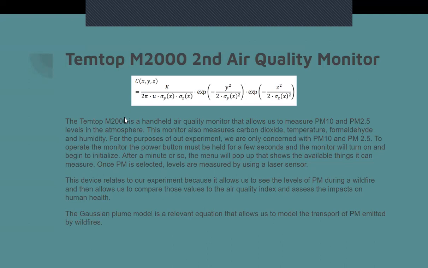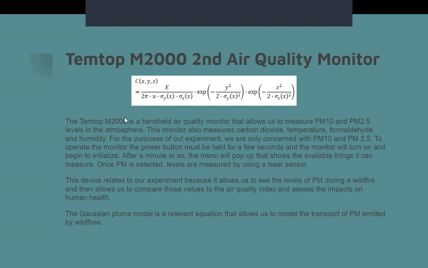To operate the monitor, the power button must be held for a few seconds and the monitor will turn on and begin to initialize. After about a minute or so, a menu will pop up that shows the available things that it can measure. Select PM. Once you select it, levels are going to be measured by using a laser sensor in the device.